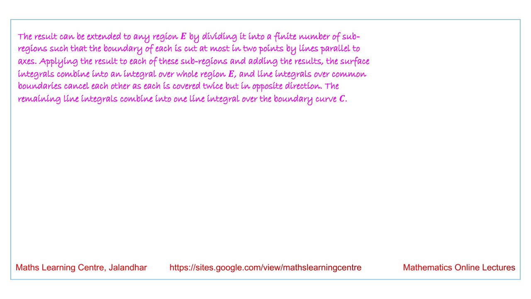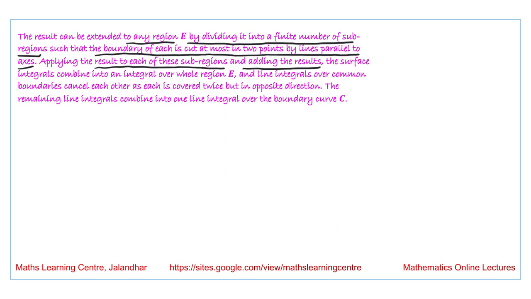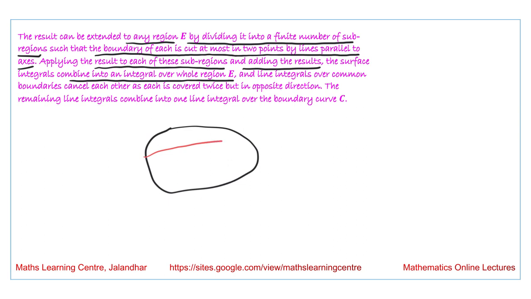If we extend this result to any region E by dividing it into a finite number of such regions, such that the boundary of each is cut at most in 2 points by lines parallel to the axes, and apply these results to each of these subregions and add the results, the surface integrals combine into an integral over the whole region E. Suppose this is the region E; we have divided it into these parts: the region E1, then E2, then E3, and so on, continuing like this up to En.